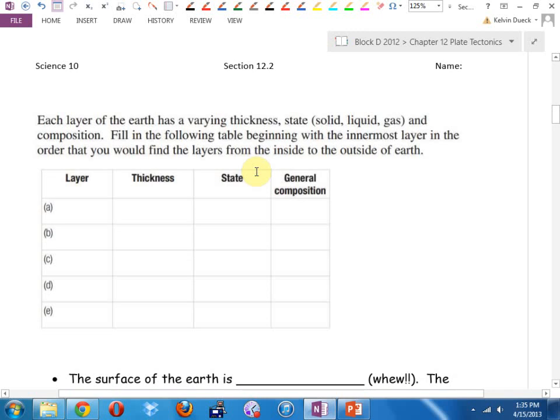So, each layer of the Earth has varying thickness and state, solid, liquid, etc. So if we fill in the layers, where do I have this information, Mr. Dewick, or are we just going to copy it from the chart that we did on the previous page? I think we are. Okay.